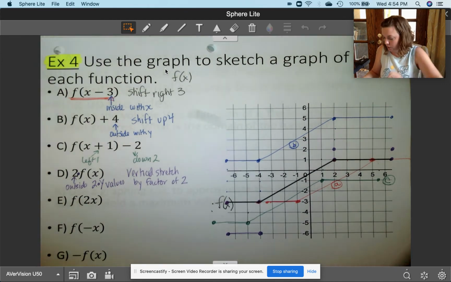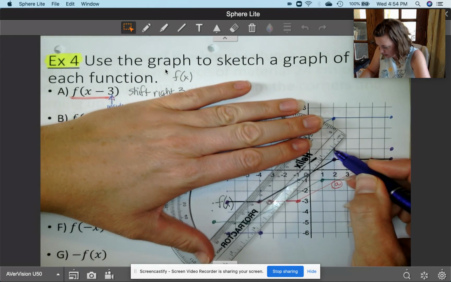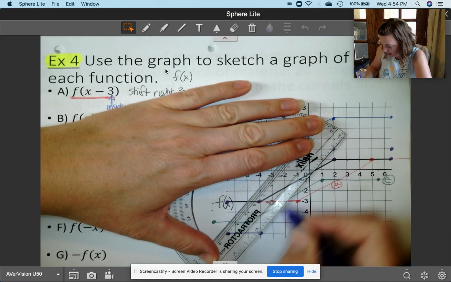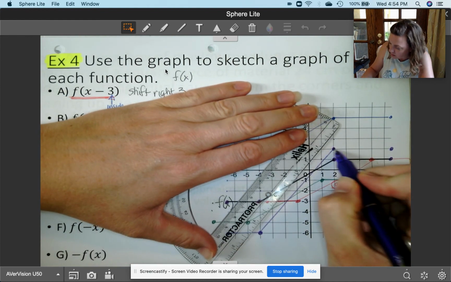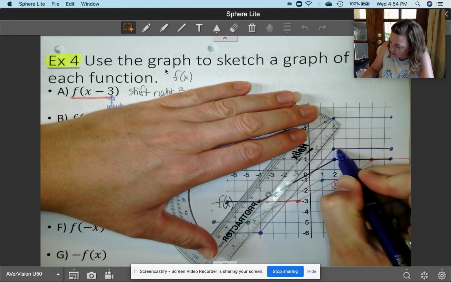I need a straight edge for this. That's just too far. Look at me with my tools right at my arm's reach. All right, there it is, ladies and gentlemen.